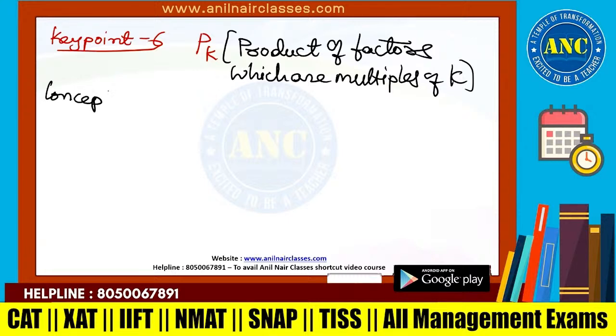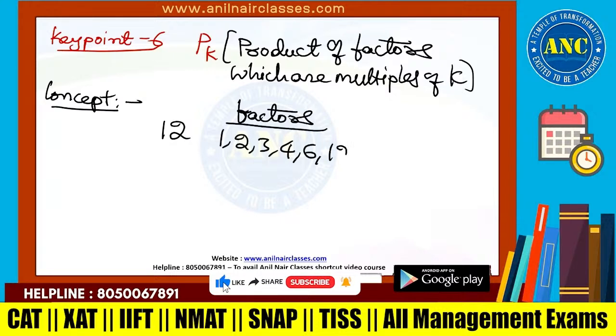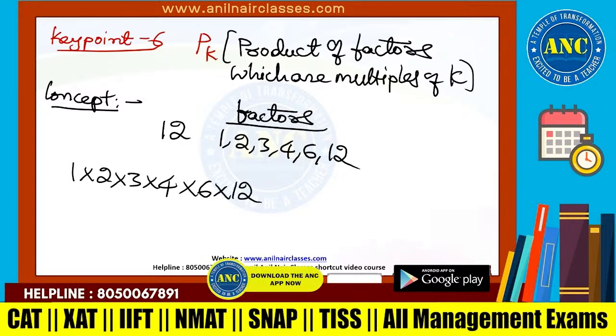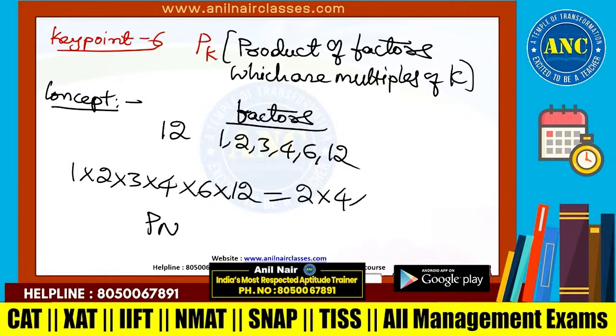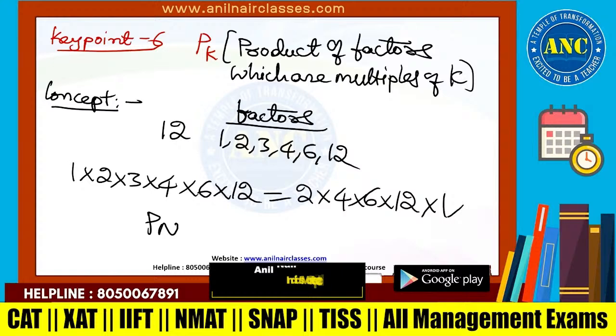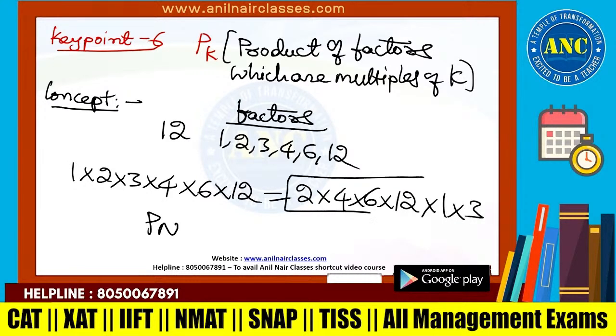Product of factors which are multiples of k. Concept. If it is 12, what are the factors of 12? Factors of 12 are 1, 2, 3, 4, 6 and 12. Product of the factors is 1 into 2 into 3 into 4 into 6 into 12. This is Pn. If I want only multiples of 2, 2 into 4 into 6 into 12, into 1 into 3. This is the product of the factors which are multiples of 2, and this is the product of the factors which are not multiples of 2.